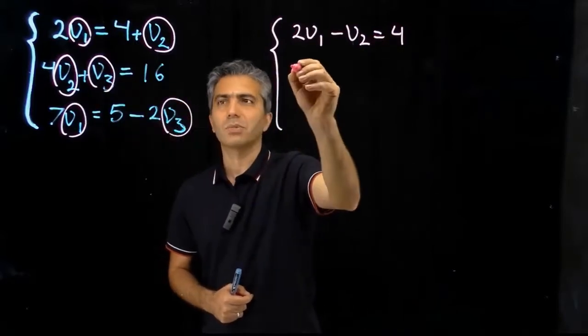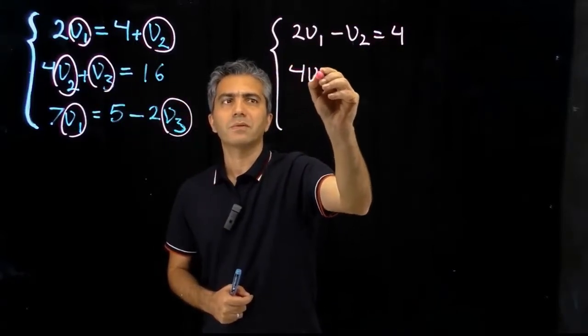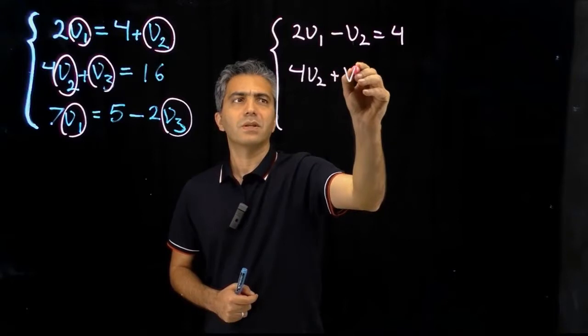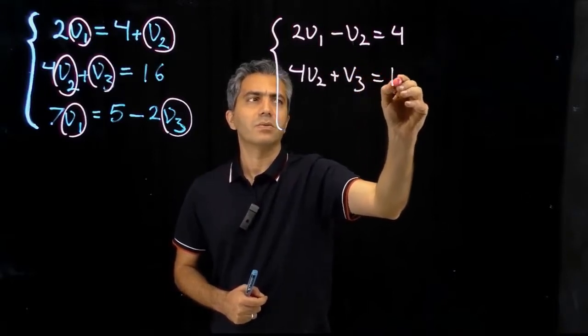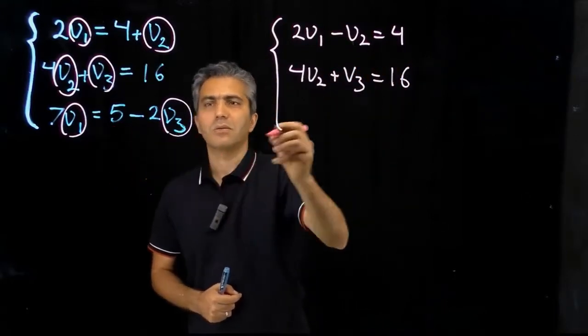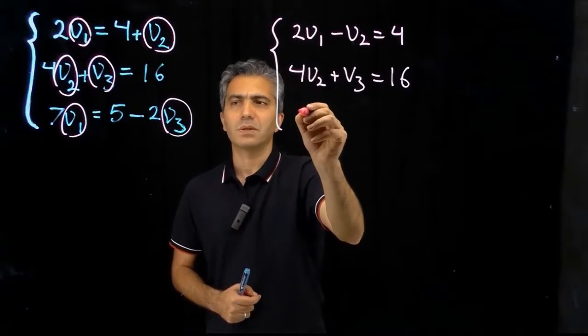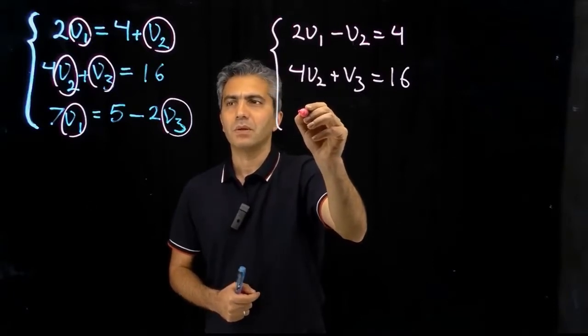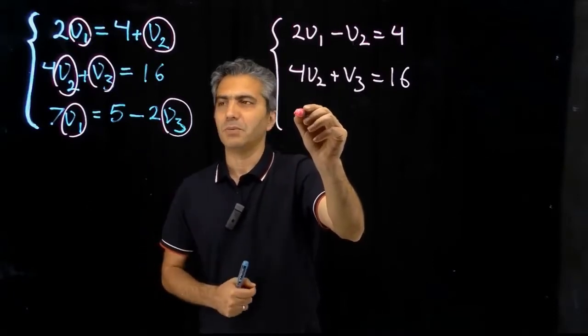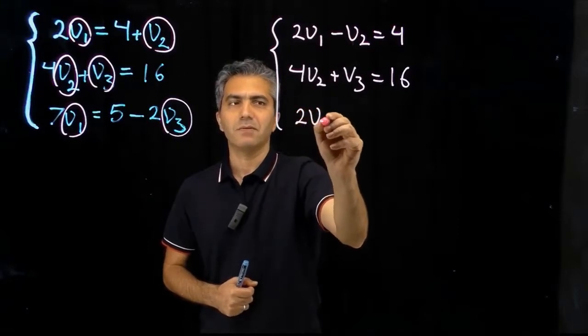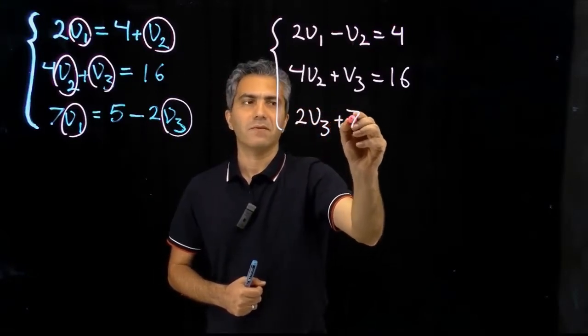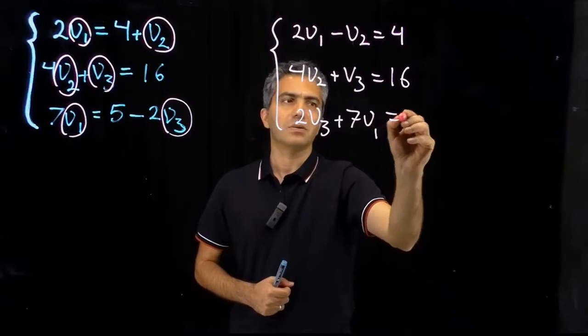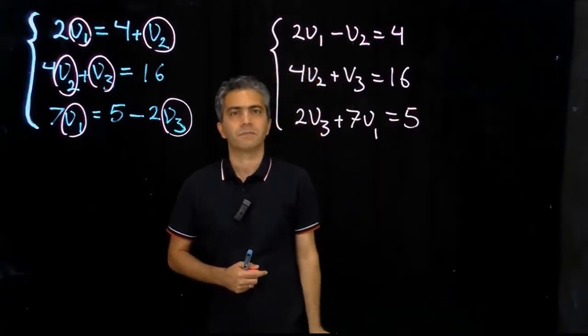The second equation becomes 4 times V2 plus V3 is equal to 16. And the third row finally becomes, let me actually play with this a little bit, 2 times V3 plus 7 V1 is equal to 5.